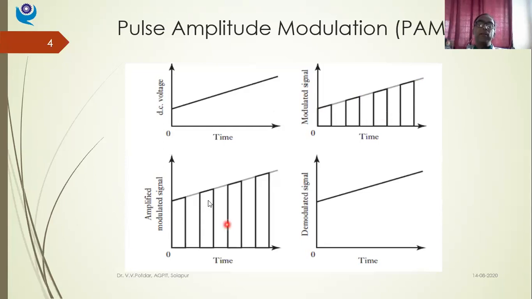The amplitude is amplified. And then this amplified modulated signal is demodulated to get back my amplified DC voltage. So through this pulse amplitude modulation, I am avoiding the effects of drift or upset, those that are obtained in my operational amplifiers. Okay, quickly we'll see the text part of it. PAM.